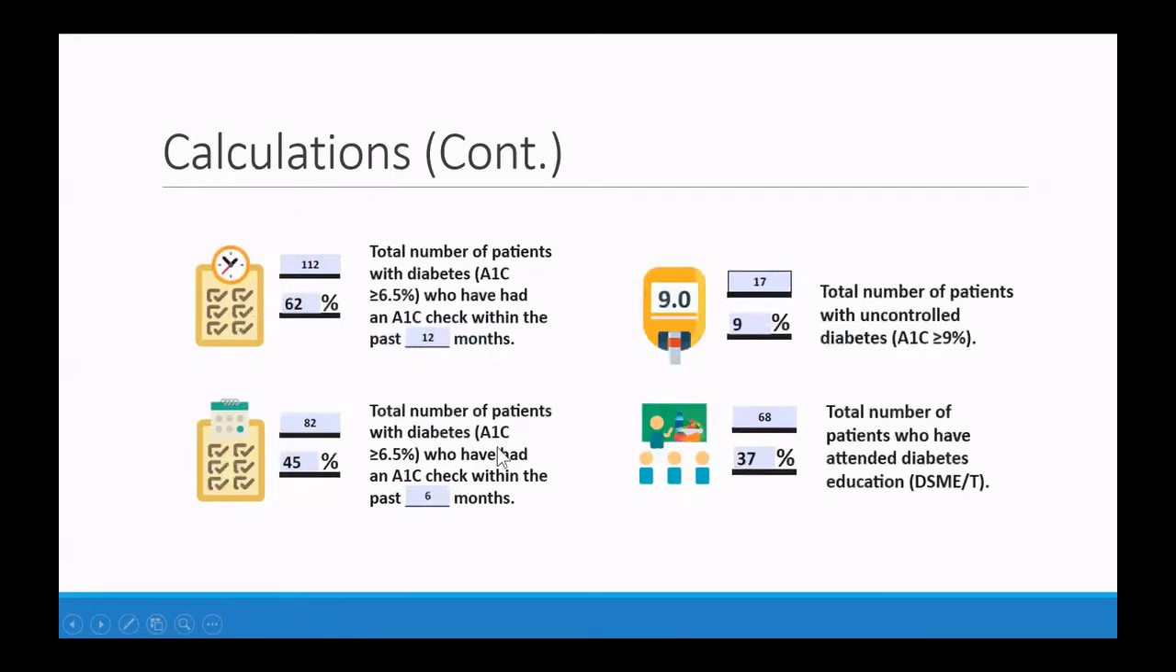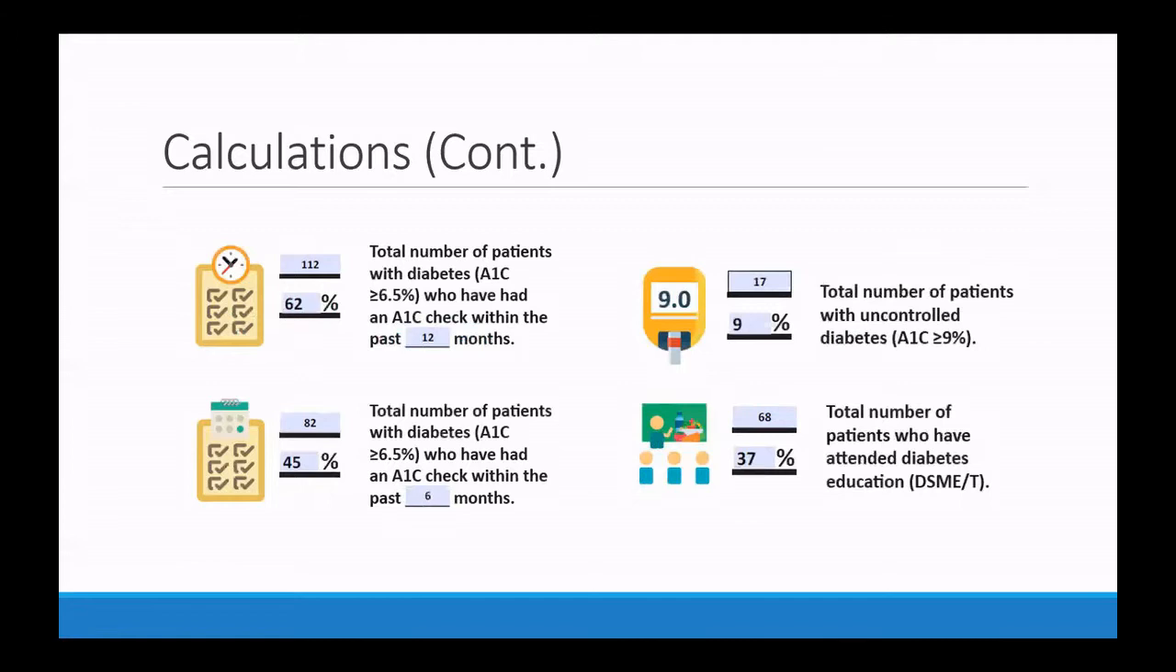Over here on the left-hand side, it provides the total number of patients with diabetes, A1C greater than or equal to 6.5%, who have had an A1C check within the past 12 months, and the total number of patients with diabetes, an A1C greater than or equal to 6.5%, who have had an A1C checked within the past 6 months. So this just allows you to further streamline that data. If you wanted to really focus in on having an A1C check every 6 months and show the provider how many patients have had an A1C every 6 months, you could calculate it that way.